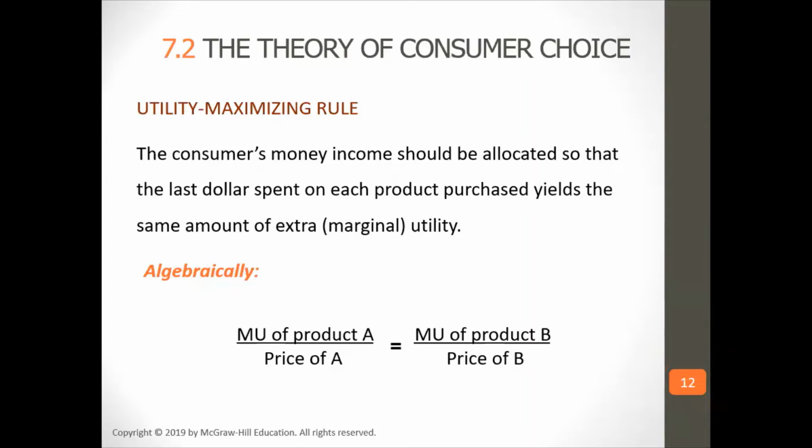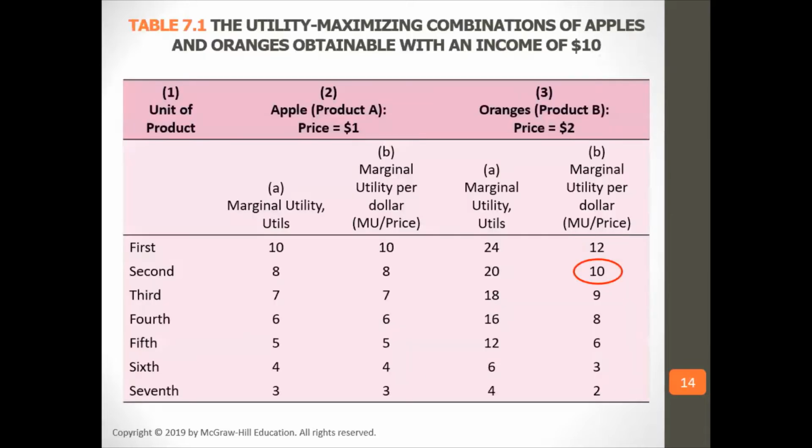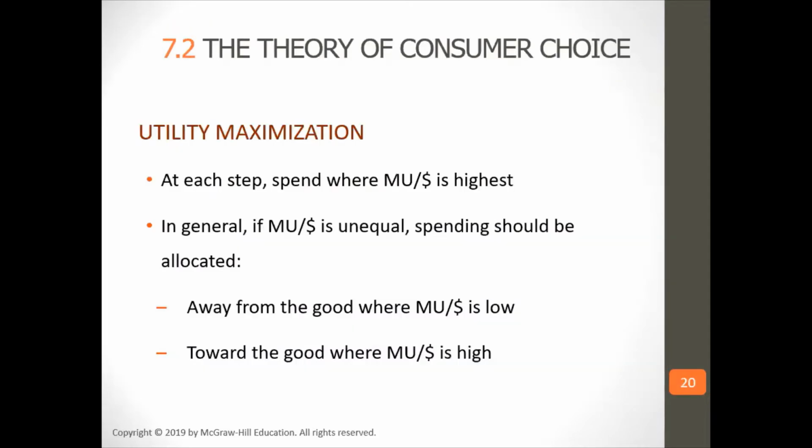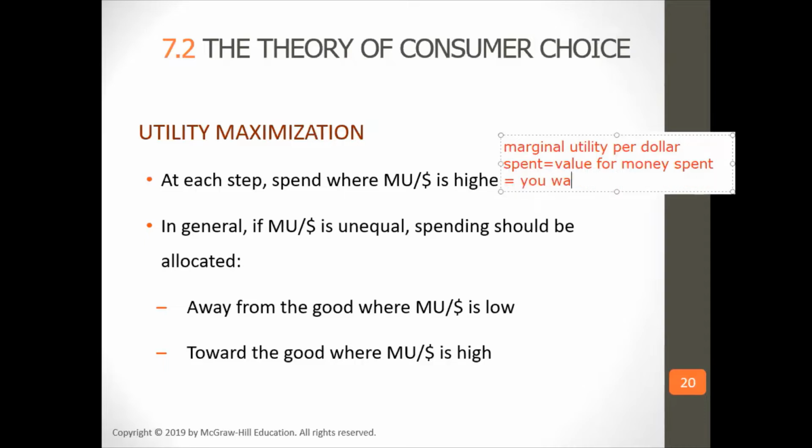So we want to do utility maximization. This allows for marginal utility of product A divided by price of A equals marginal utility of product B divided by price of B. That's efficient. So we want to have where marginal utility divided by dollars is highest. Marginal utility per dollar spent equals value for money spent. You want this to be highest when you are creating a product.